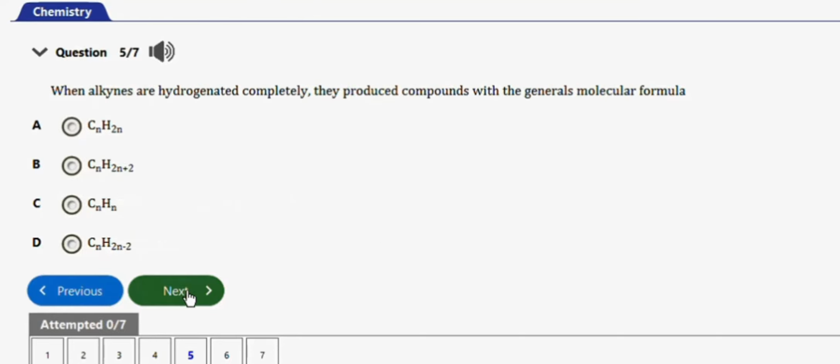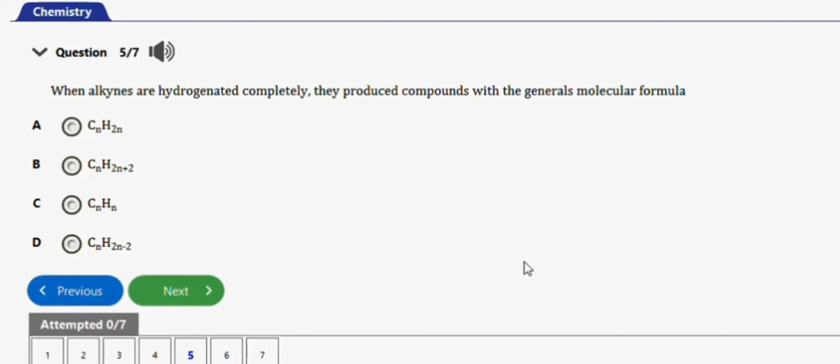Next question will be this one. It says, when alkynes are hydrogenated completely, they produce compounds with the general molecular formula. So they are going to have the general molecular formula of alkanes. So when alkynes are hydrogenated completely, they produce alkanes. So the general molecular formula for alkanes is this one in option B. Alright, so that will be the answer to this question.